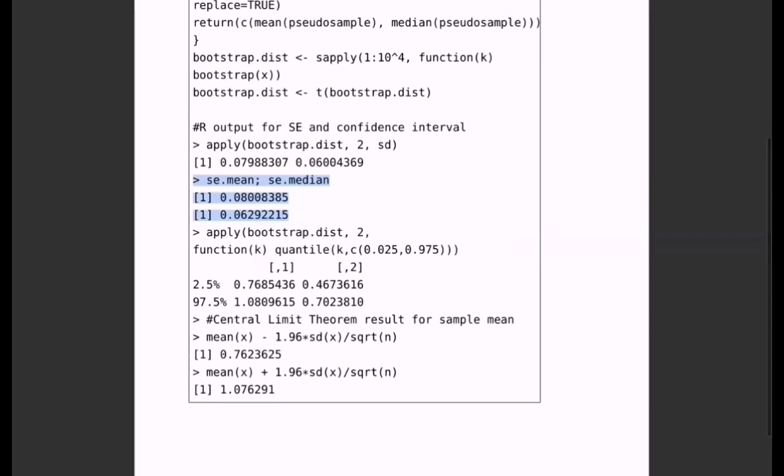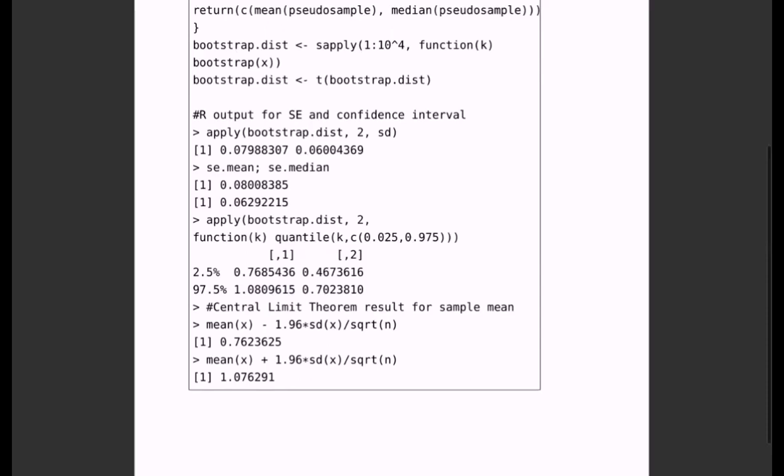And then for this part, this is on getting the confidence interval. You basically apply, and then you find the quantiles. The quantile function will give you the percentiles that you want, where you specify two values, 0.025 and 0.975. For the first column, this is for the mean. The second column is for the median. That allows you to construct the approximate 95% confidence interval. Now for the sample mean, you can check, right?